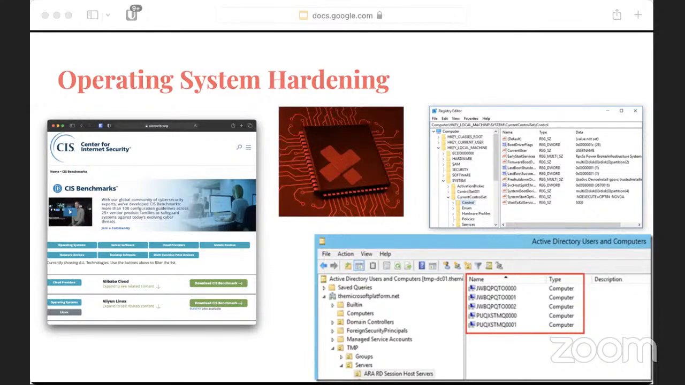Patch management. You should be installing patches. Now, I don't mean install patches the moment they come out. Always test them. Always make sure that they're not going to break something in your infrastructure, and then go ahead and apply the patch. But still patch.